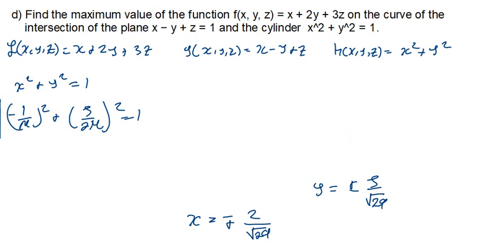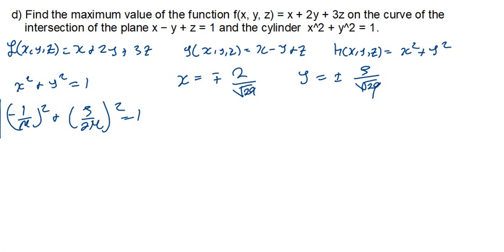So we say our x will be equal to positive or negative 2 over root 29. Then our y we said is equal to positive or negative 5 over root 29. So that is going to help us to determine our value of z.